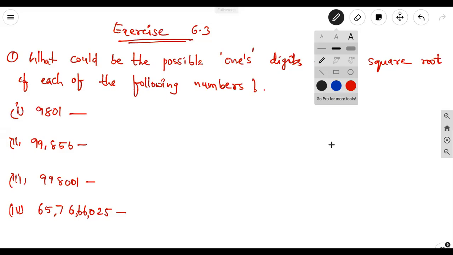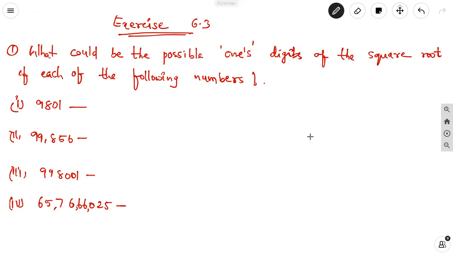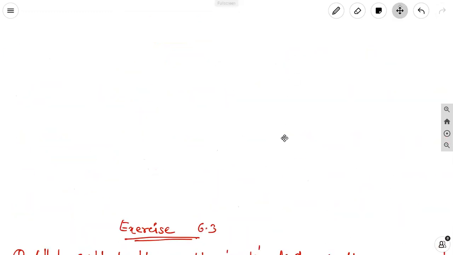Let us discuss exercise 6.3 about squares and square roots. The first question is, what could be the possible ones digits of the square root of each of the following numbers? First, we can recall the squares of numbers, and before this discussion we can find out the square root. Here, square root means the inverse of the square of a number.